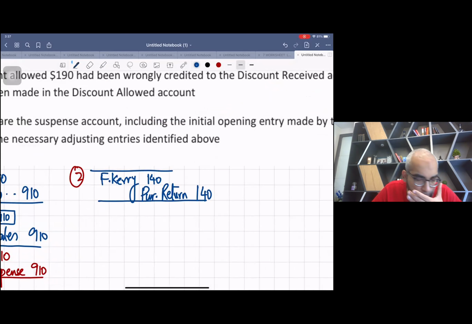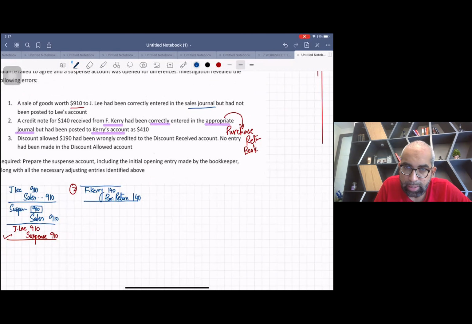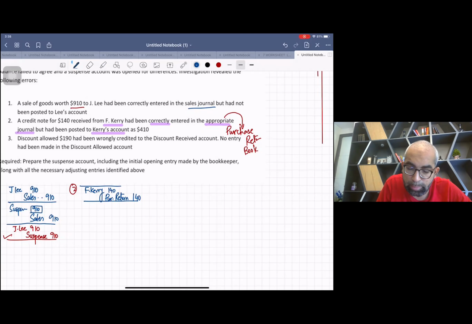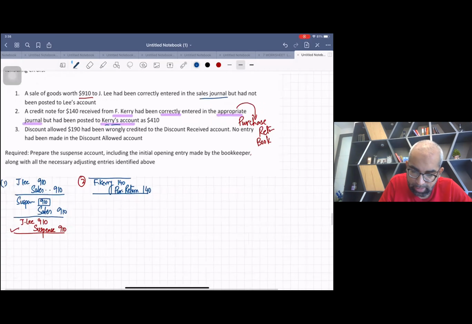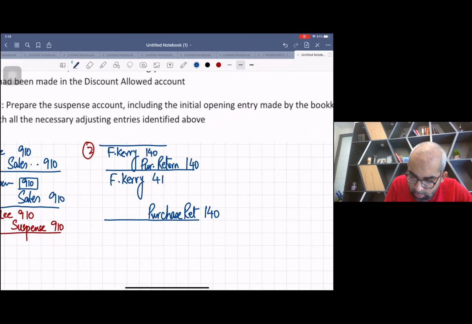Okay, now what happened? A credit note of 140 received from F Carry had been entered correctly in the appropriate journal, the purchase return book, so it is perfect. That means the purchase return account is perfect. No mistake. But it had been posted to Carry's account, the creditor's account, as 410. So the mistake is only in the creditor's account. Now let's see. Do it. The purchase return is perfect at 140, but mistakenly they wrote F Carry as 410.